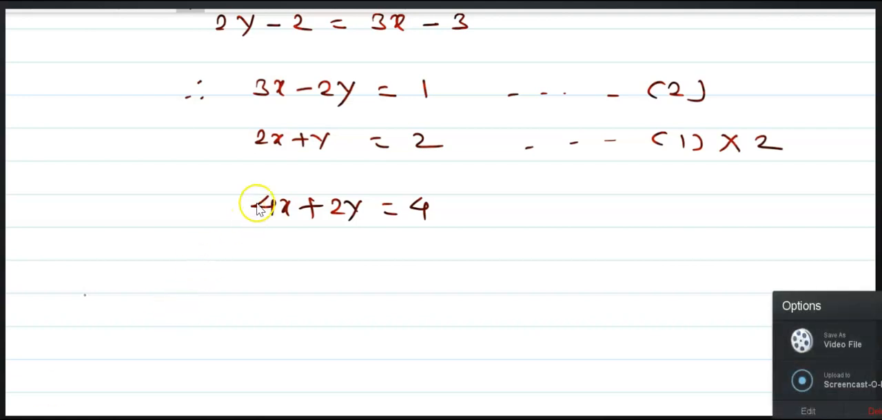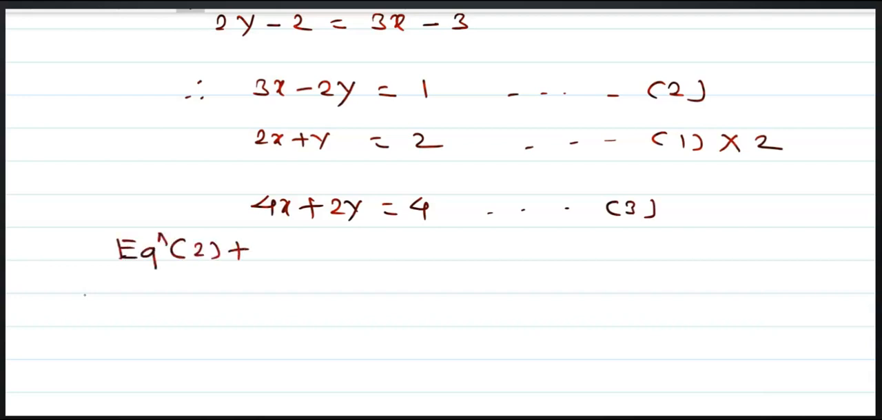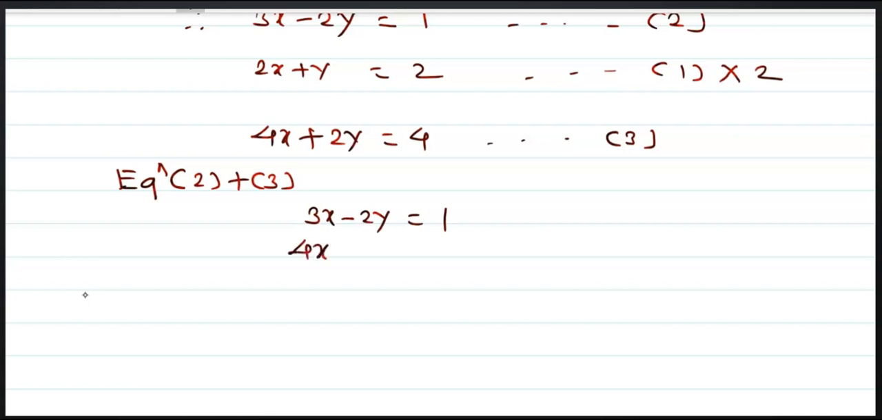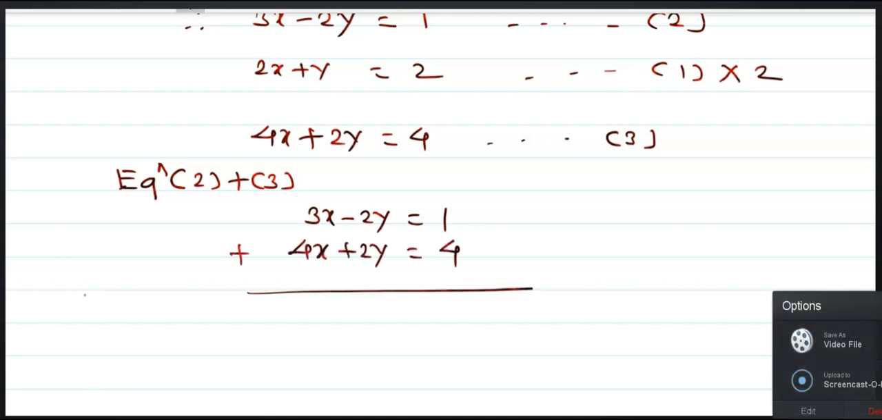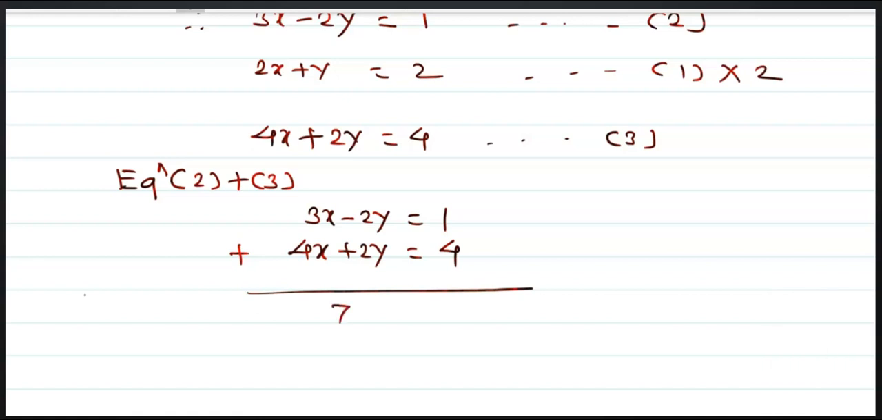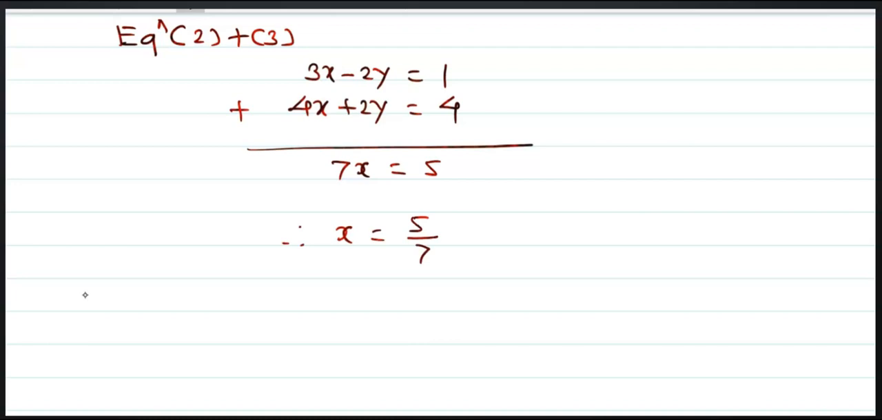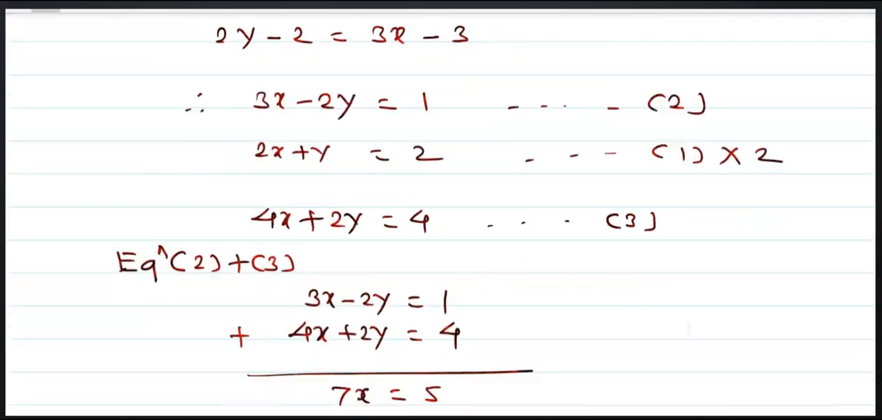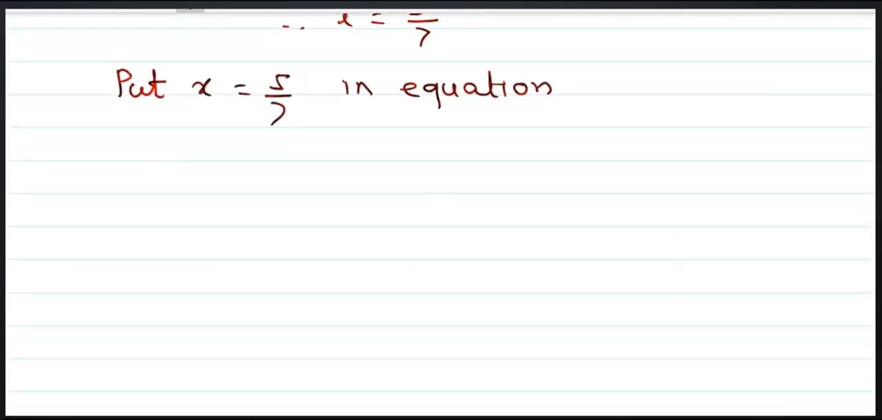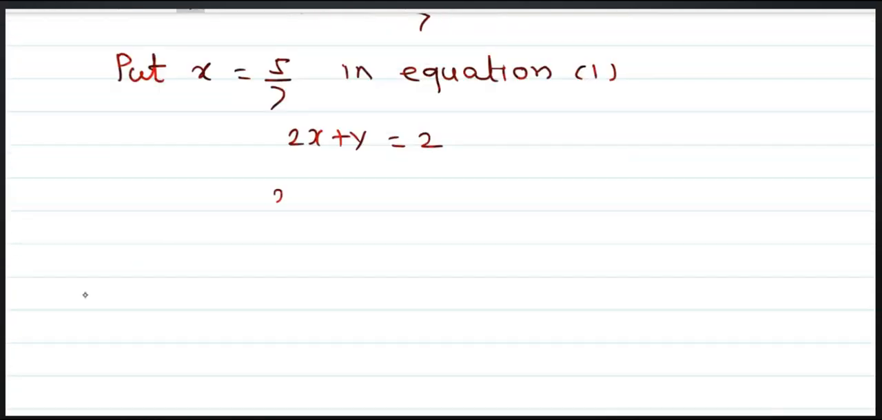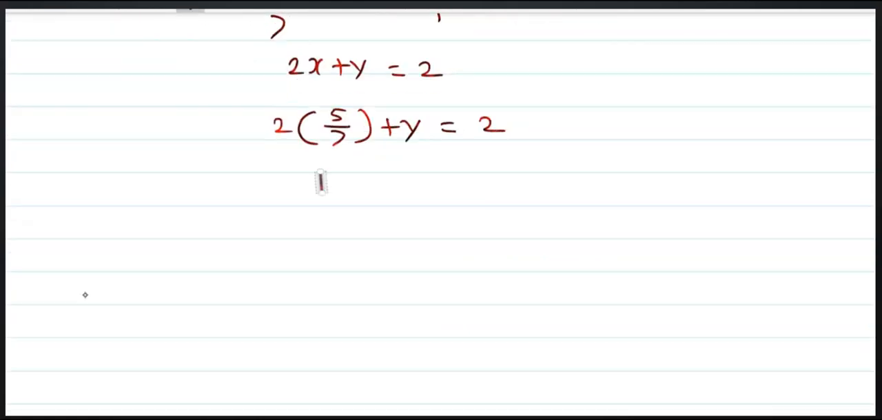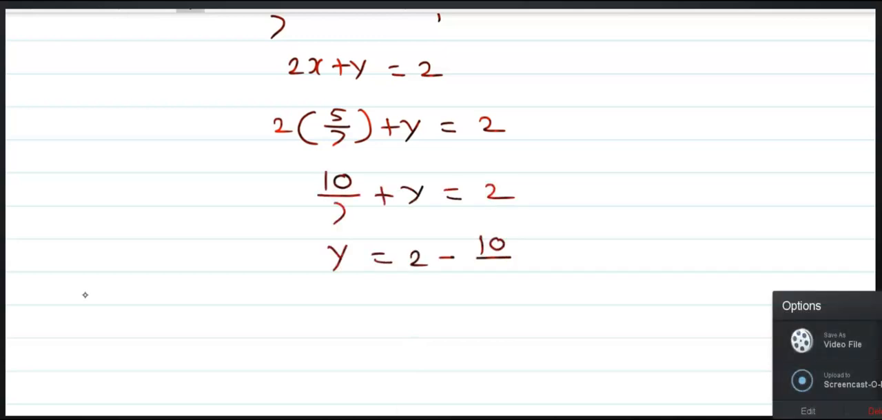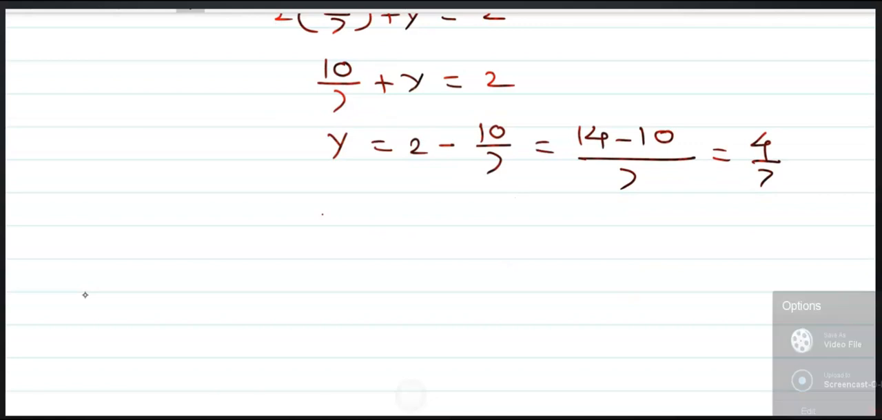Multiply equation number 1 by 2, then you will get 4x plus 2y equals 4. This is equation number 3. Now add 2 and 3. Therefore, 3x minus 2y equals 1 and 4x plus 2y equals 4. Add these two equations, then you will get 7x equals 5. Therefore, x equals 5 by 7. Put x equals 5 by 7 in the equation 2x plus y equals 2. After simplification, you will get 10 upon 7 plus y equals 2. Therefore, y equals 2 minus 10 upon 7, that is 4 upon 7.